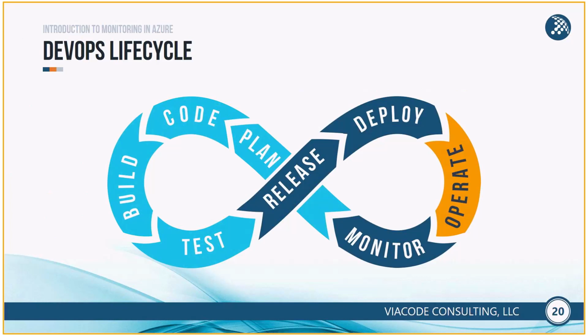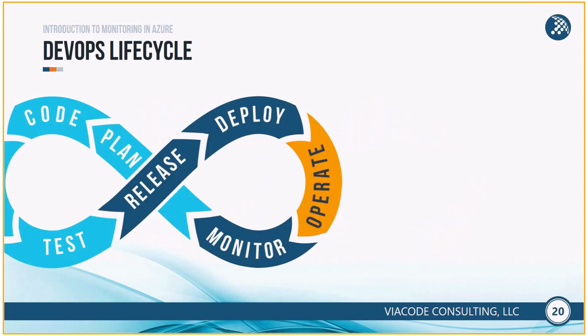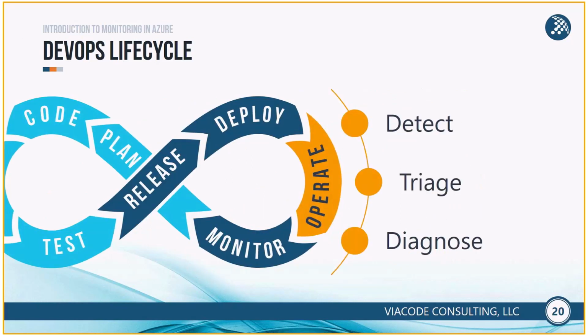Devs on the left, ops on the right. Today, we will focus on the operate phase. And you can look at this operate phase from the perspective of detect, triage, and diagnose. Detect is the ability to automatically or manually understand that, hey, there is a problem in a system that I need to address.